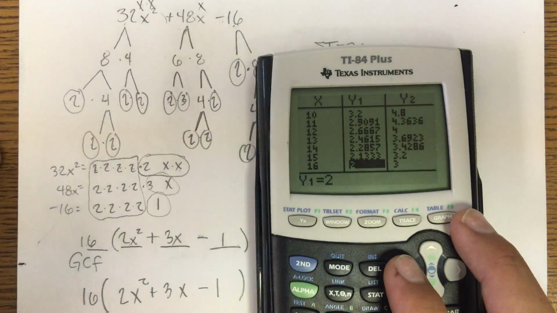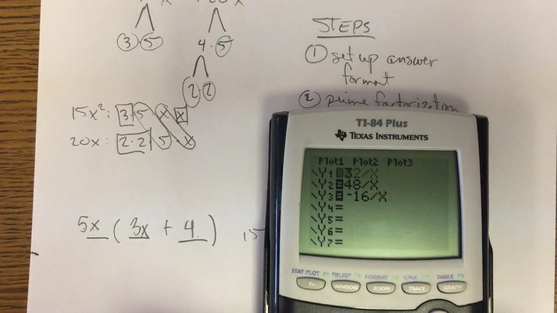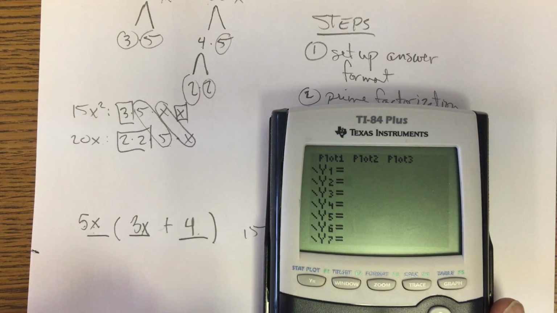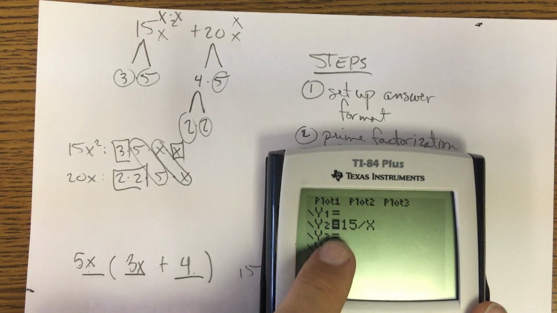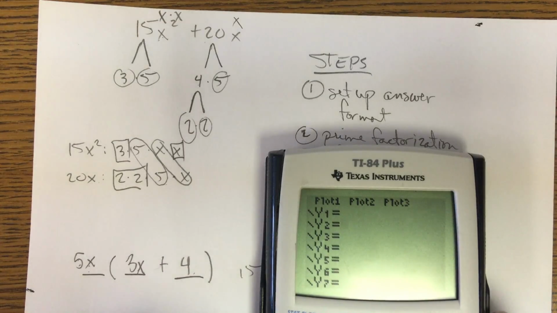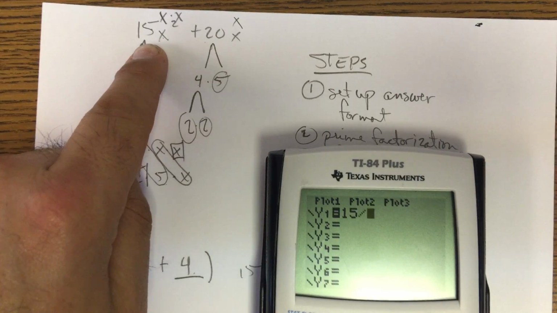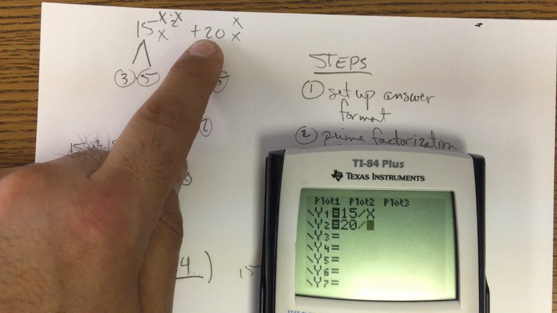Let's do the second example that we did, and let's see if that one works out with our little system here. So we're going to type in 15 divided by x. Oh, no. We want to do this. See how I did this in y2? Don't do that. It's going to mess you up. The first coefficient has to be in y1. So 15 divided by x. Scroll down, and 20 divided by x. And we're going to hit enter.